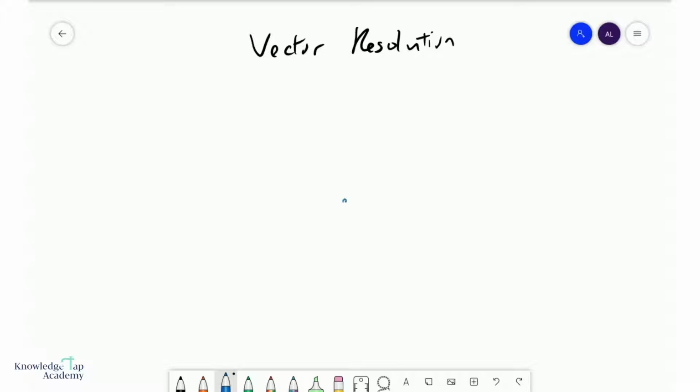Suppose I have a point over here and I have three vectors acting on this point. Let's say one goes like this, let's call this x. One goes like this, let's call this y. And one goes like this maybe. Let's call this z. And we want to add all these vectors together. So what you need to do, you need to resolve all these vectors into their components.